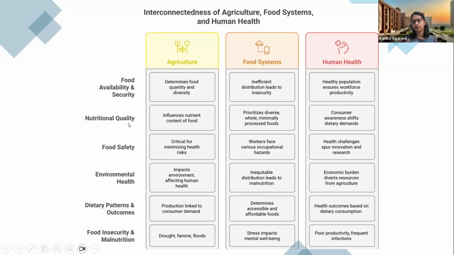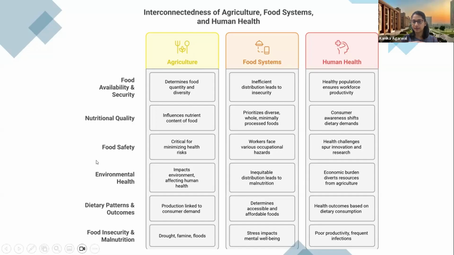Then looking at the nutritional content, whatever is grown on land, or you have aquaculture or livestock production, the nutrient content of food plays an important role. In terms of food systems, what do people eat? Are they tilting towards processed foods or are they consuming whole foods? That affects their nutrition, and human health is affected by those decisions. A lot of times consumer demand shifts the direction of food production. So in case there's a huge demand for staples like rice and wheat, then a lot of agricultural production is emphasized on these staple crops, resulting in the diversity of production going down.